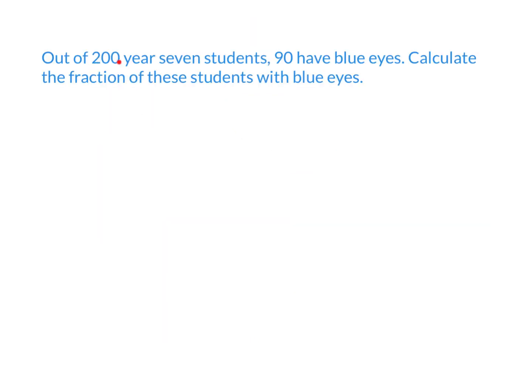Out of 200 Year 7 students, 90 have blue eyes. Calculate the fraction of the Year 7 students with blue eyes. So remember, this is what fractions are. We're sort of dividing the year into 200 students, and we have 90 of them. The numerator is how many you have. The denominator is how many you've divided into. So 90 out of 200 students have blue eyes.